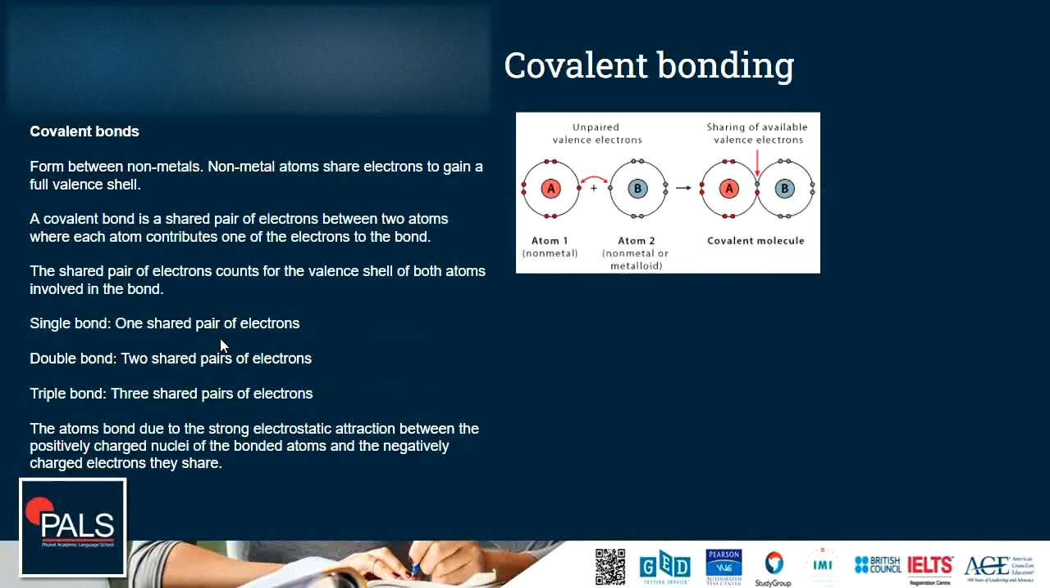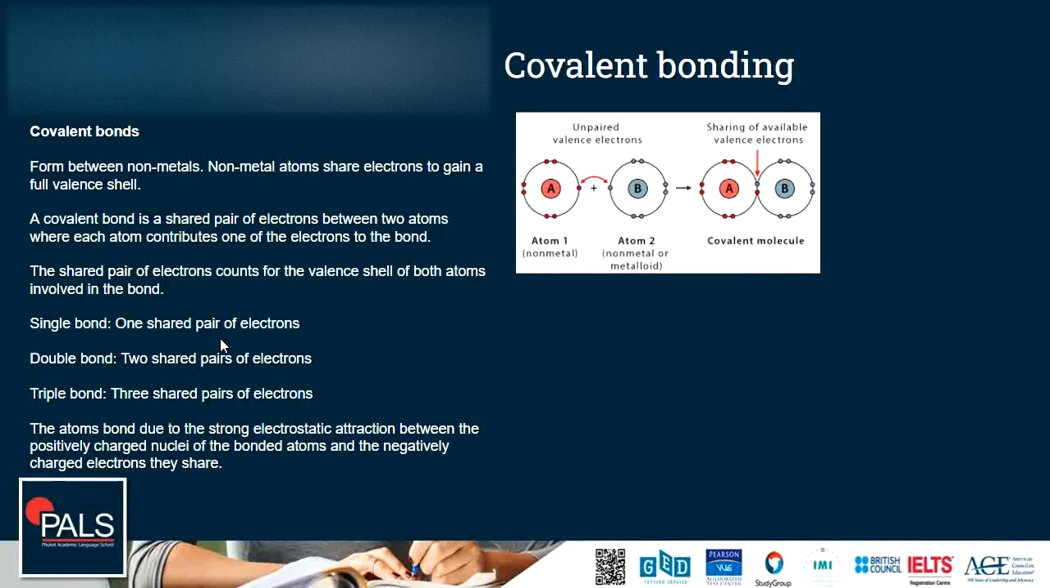Covalent bonding. Covalent bonds form between non-metal atoms. Non-metal atoms share electrons to gain a full valence shell. A covalent bond itself is a shared pair of electrons between 2 atoms, where each of the atoms contributes 1 of the electrons to the bond. The shared pair of electrons counts for the valence shell of both atoms involved in the bond.